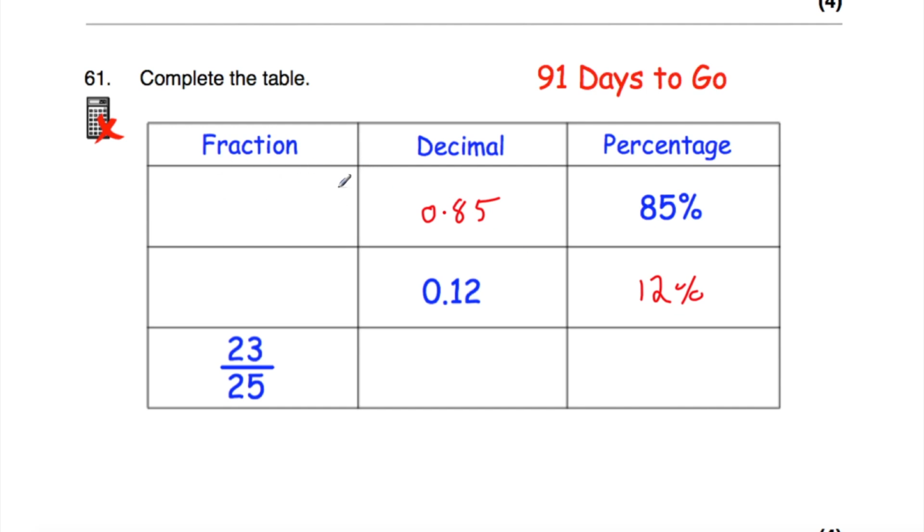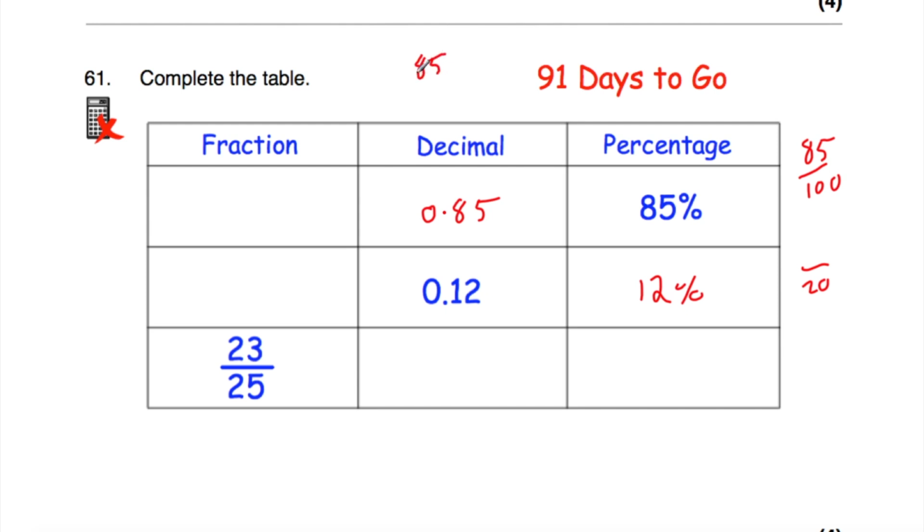Now, in terms of writing this as a fraction, I'm going to look at the 85%, and I'm going to write it over 100, because remember, percent means out of 100. So 85 out of 100 would be that fraction. But I want to cancel it down. Both of these numbers are divisible by 5, so let's divide both of them by 5. So 100 divided by 5 is 20. And now we just need to do 85 divided by 5.